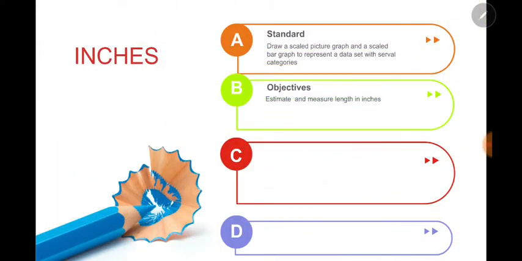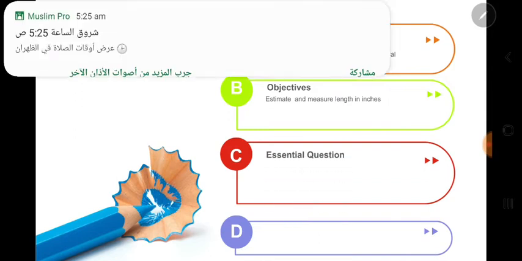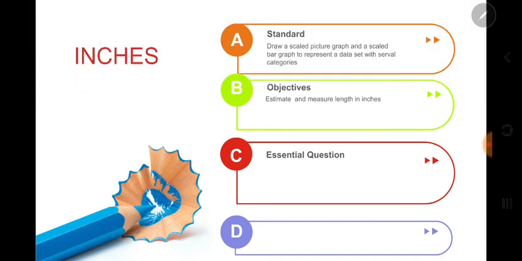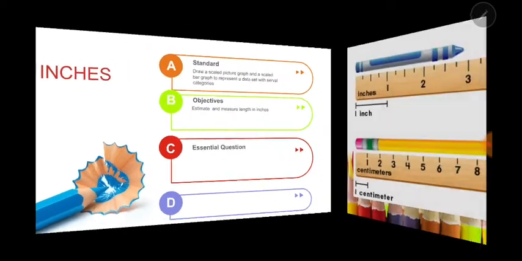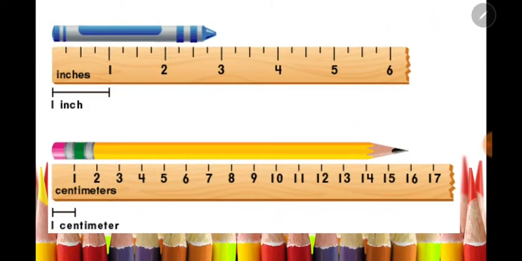Here is in inches. You have to estimate and measure length in inch. What is the meaning of estimate? Estimate means you are guessing the measurement. And when you want to measure, you bring your ruler and measure it. Let's see here the difference between the inch and the centimeter. Here is a ruler of inch and here is a ruler of a centimeter.